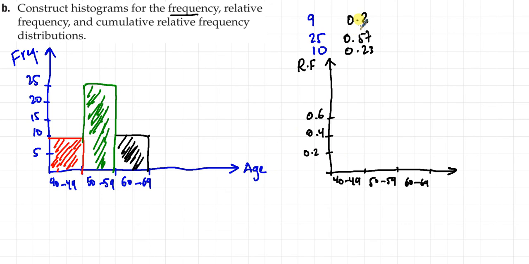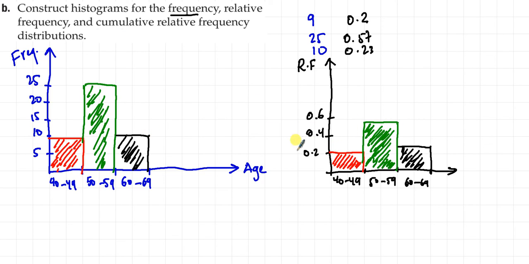Okay, for 0.2, I go here, this height. I want to keep the same colors as here. So the first one is in red. Second one in green, 0.57, so just below 0.6. And roughly 0.57. You cannot be so accurate here. You don't have to. And the last one, 0.23, somewhere here. Okay, so those two histograms look kind of the same.